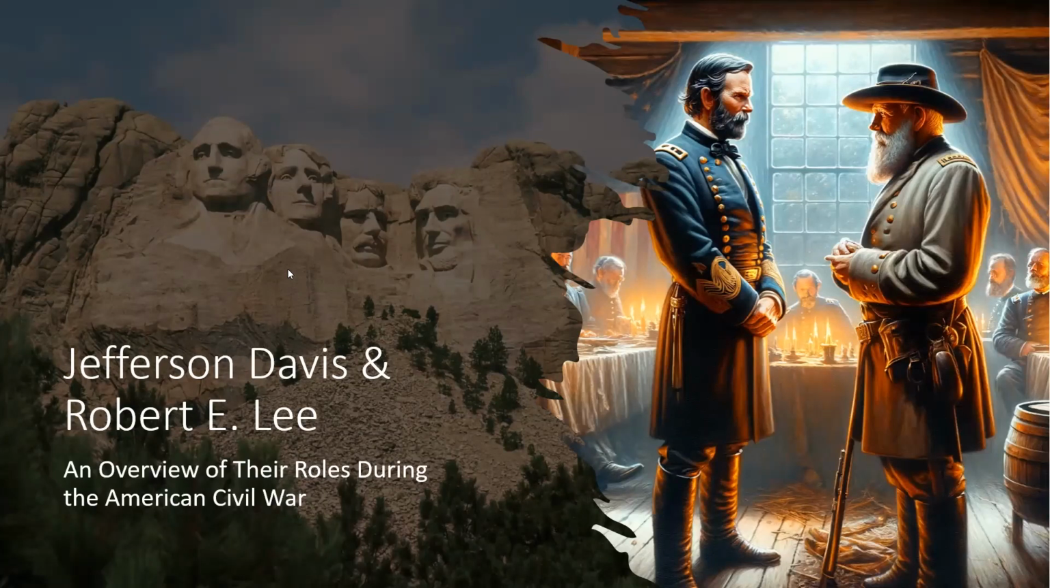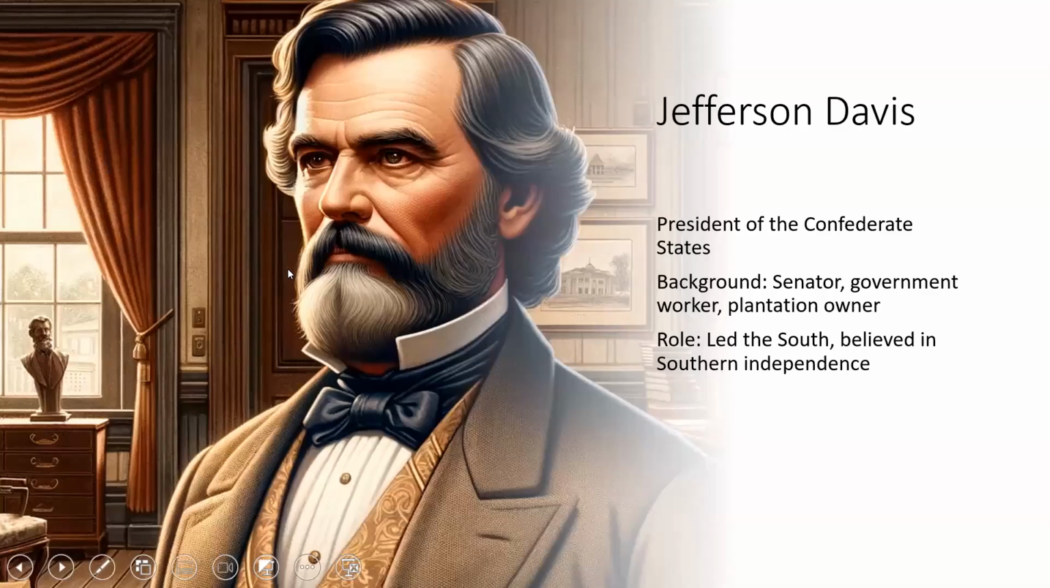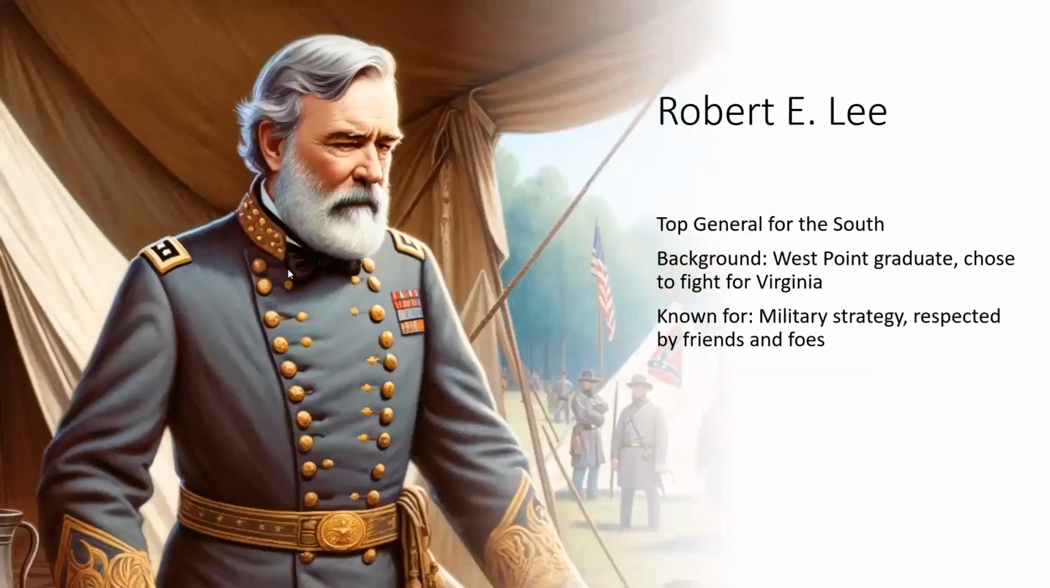Robert E. Lee, who is one of our main characters in this story, was appointed as General-in-Chief, placing him in command of all Confederate armies, not just the Army of Northern Virginia, and this was contrary to his wishes. Now, Confederate leaders recognized Lee as a superior military leader compared to this guy, Jefferson Davis. So we have two people at play: Jefferson Davis, the president of the Confederate States, and Robert E. Lee. Robert E. Lee was known for his military strategy, and he was respected by friends and foes.